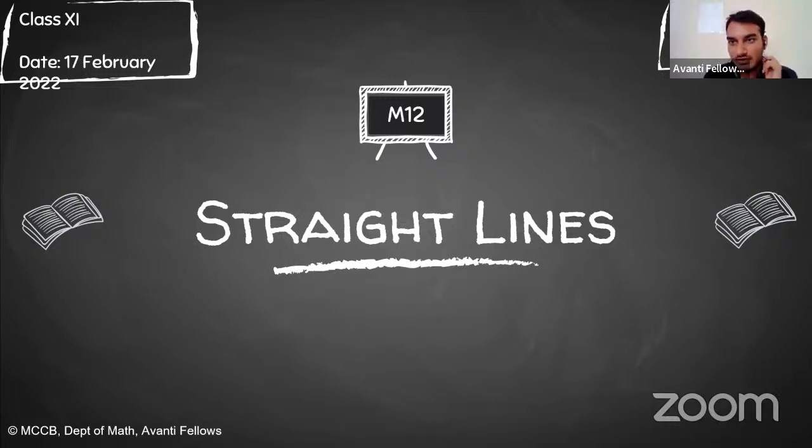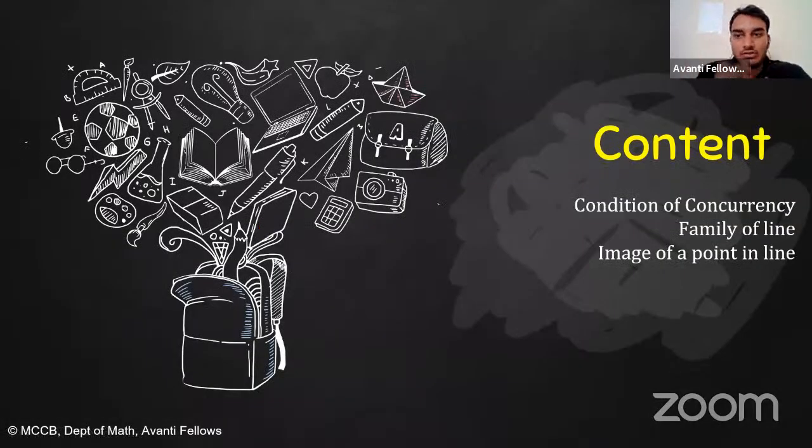Today's lecture is going to be really important. We are going to solve one question on the homework problem that I gave you in the last class, and then we'll start with our discussion on the condition of concurrency, family of lines, and image of a point in a line. So all these things we are going to cover in today's class.